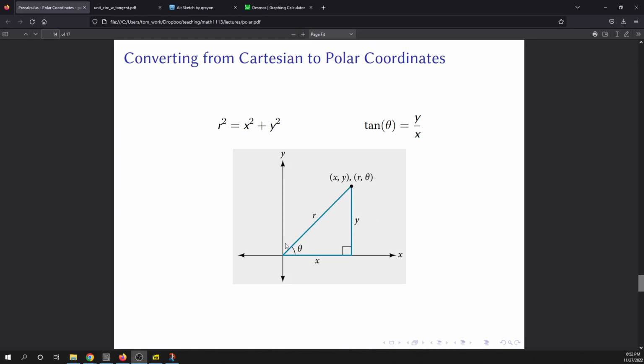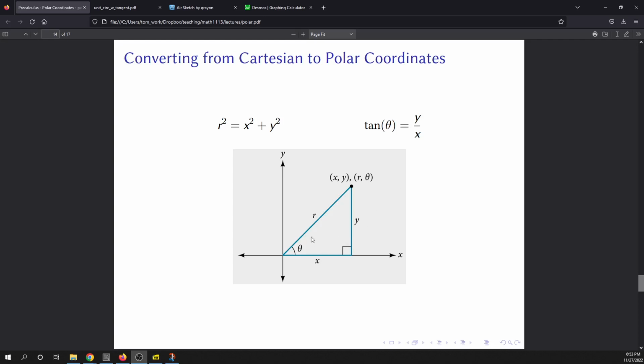We have this triangle here, and it's a right triangle, so we know from the Pythagorean theorem that x squared plus y squared is going to be equal to r squared. So that's just where this first equation comes from.